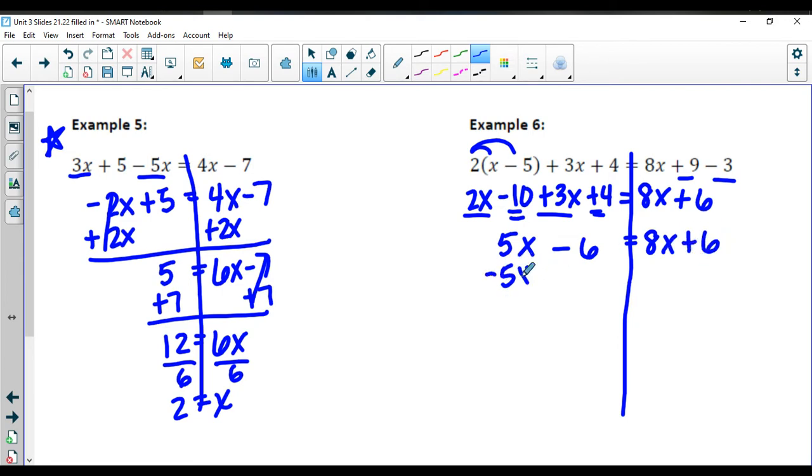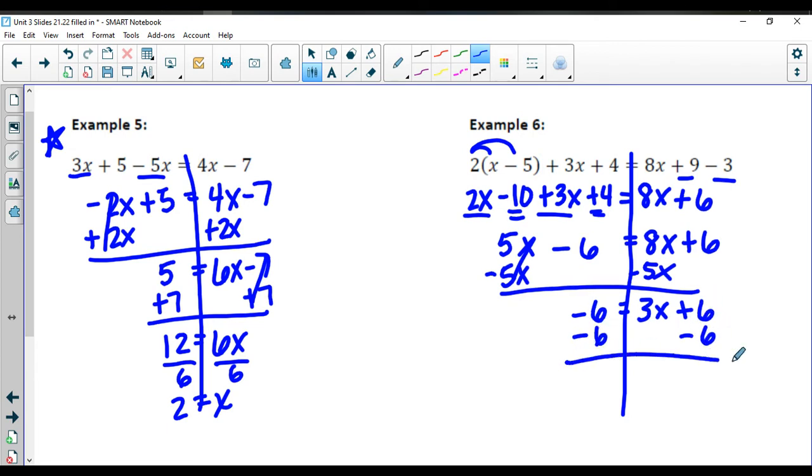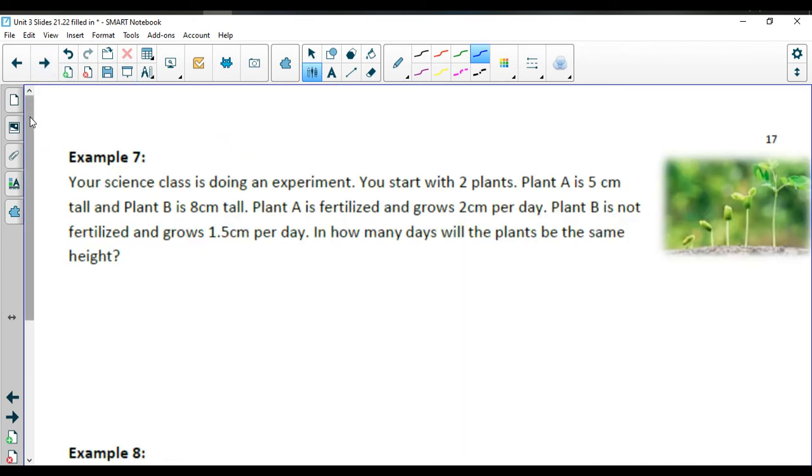I'm going to subtract away the 5x. So I get negative 6 is equal to 3x plus 6. If I subtract 6 on both sides, I get negative 12 is equal to 3x. Divide through by 3, and I get negative 4 is equal to x for example 6.